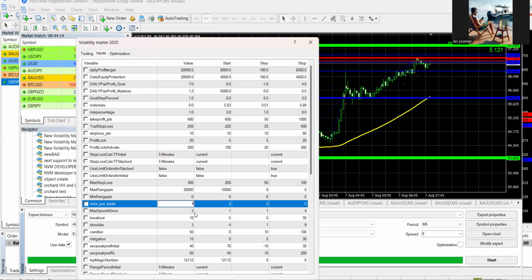Max open at once simply means that there can be no more than 3 trades open on this pair at any one time. You can set that at however you like, but generally, if the software has stacked 3 trades, I've either hit my daily goal or I'm getting very close to it anyway. So even if I set this at 10, it would probably never open up more than 3 before it actually hit the goal. So that's the maximum amount open on this particular pair.